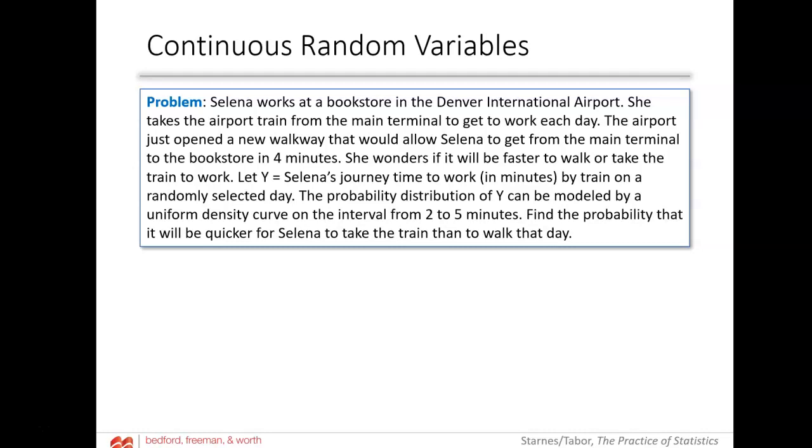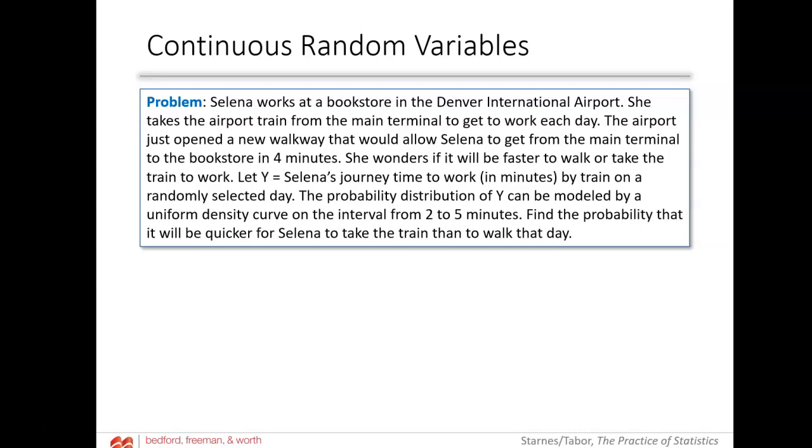All right. Selena here works at a bookstore in the Denver International Airport. She takes the airport train from the main terminal to get to work each day. The airport just opened a new walkway that would allow Selena to get from the main terminal to the bookstore in 4 minutes. She wonders if it would be faster to walk or to take the train to work. So let y equal Selena's journey time to work in minutes by train on a randomly selected day. The probability distribution of y can be modeled by a uniform, that's the rectangular one, density curve on the interval from 2 to 5 minutes. Find the probability that it will be quicker for Selena to take the train than to walk.